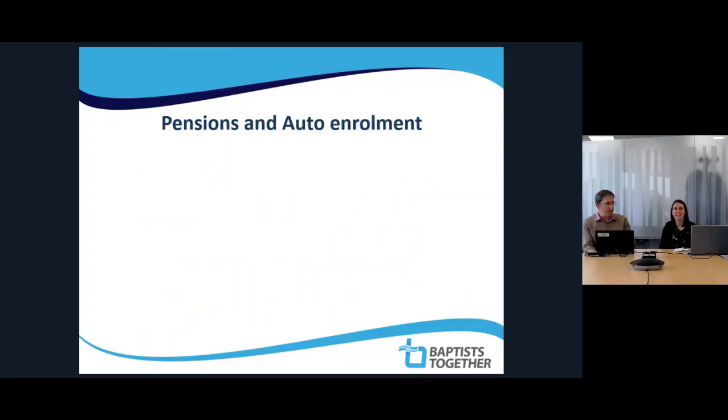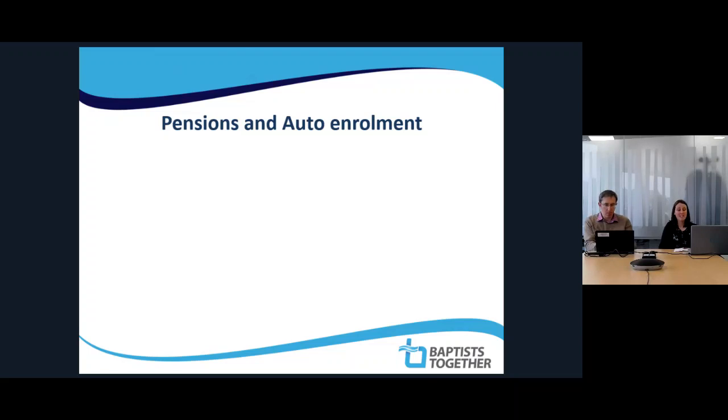Okay, now everyone take a deep breath. Pensions and auto-enrolment. This is such a big subject over the last couple of years. It's probably the thing I get asked most about. You've probably all seen the adverts on the telly as well about auto-enrolment and offering your staff a chance to join a pension scheme.